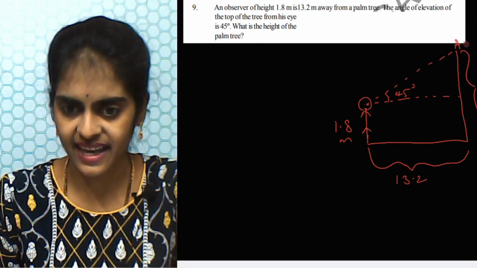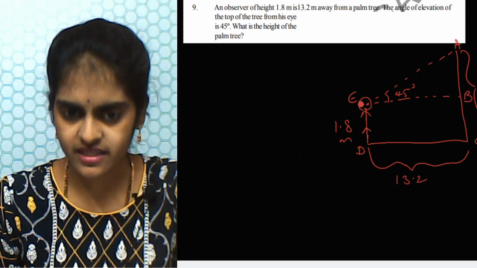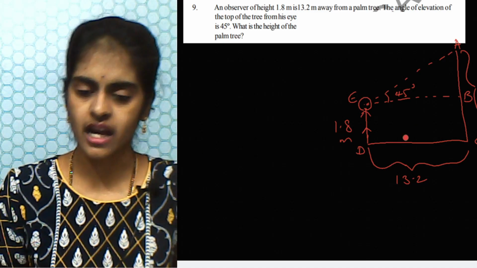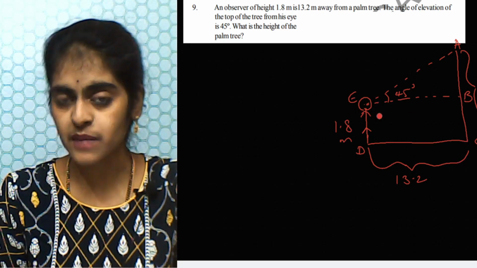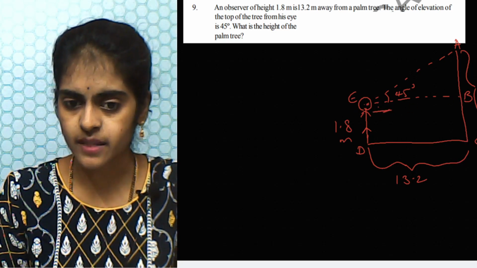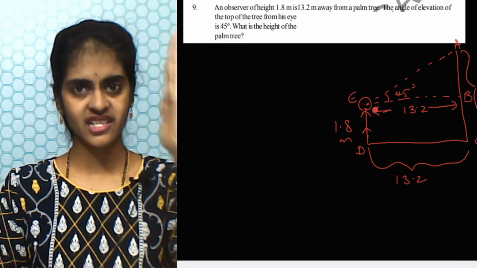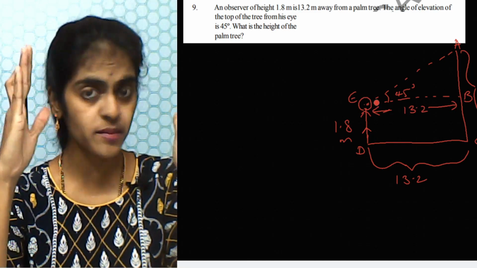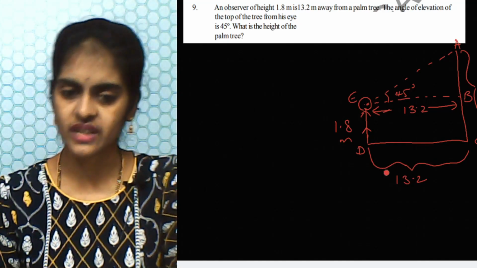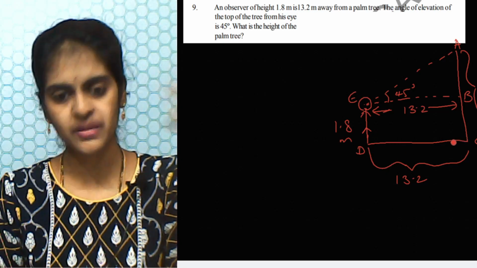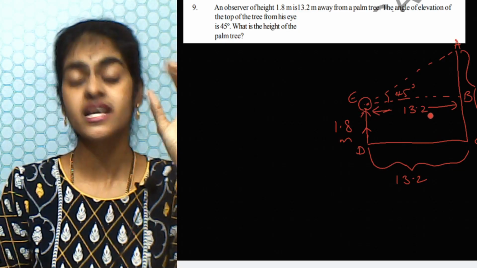Suppose this is A, this is B, this is C and this is D. Let us take this point as E. Now CD is 13.2. So what is EB? EB is also 13.2, because the observer is straight and the palm tree is straight, so these two are parallel lines. The distance between parallel lines is always the same. So CD and EB are the same, which is 13.2.